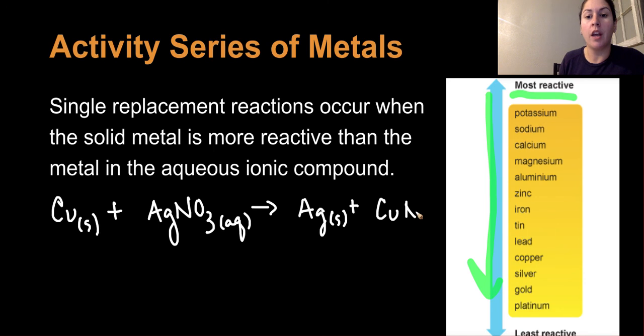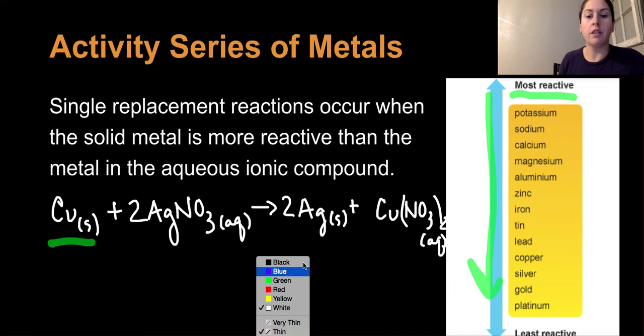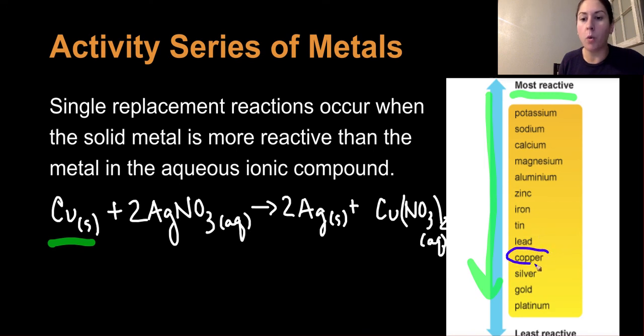Cu(NO3)2, put the 2 here, and then that is actually also aqueous. So we'll balance our equation. So we have 2 of those, so we need 2 here and a 2 here. So this reaction occurs, and this is a single replacement reaction. And so we see that this solid copper is more reactive. And so if you look over on this chart here, we see that copper is more reactive than silver. So if we're moving this way, copper is going to be more reactive.